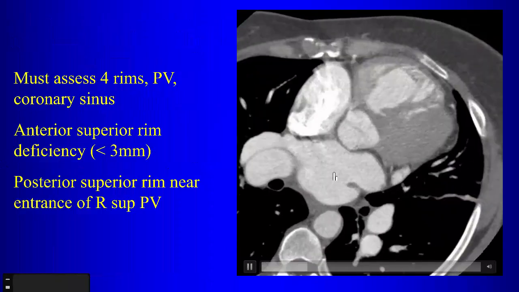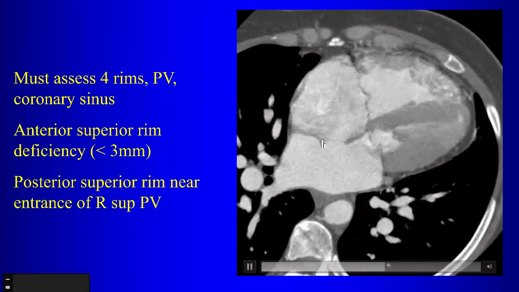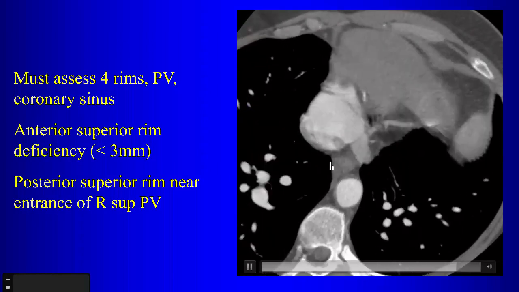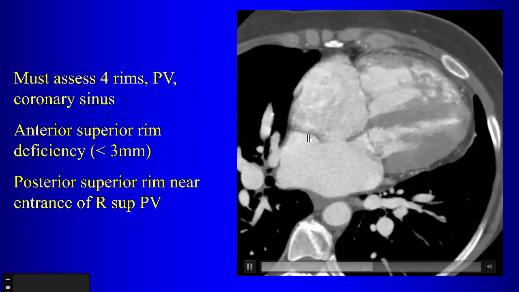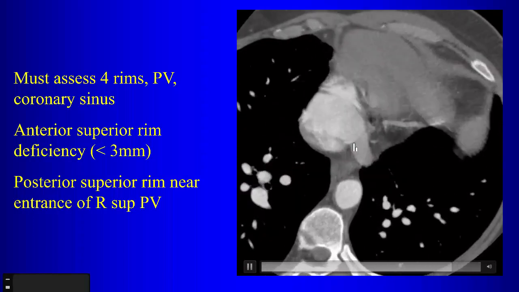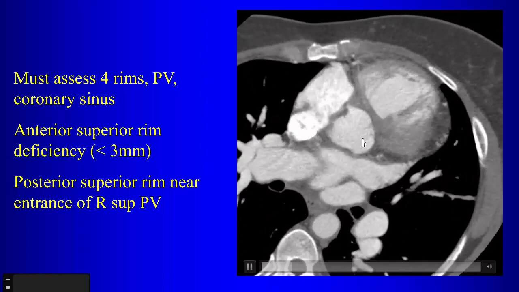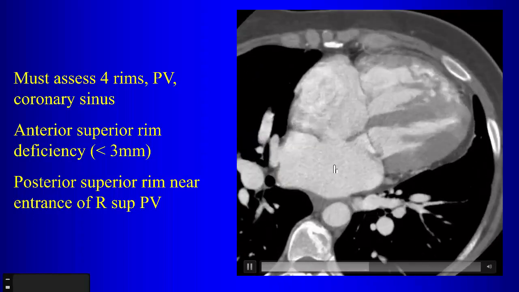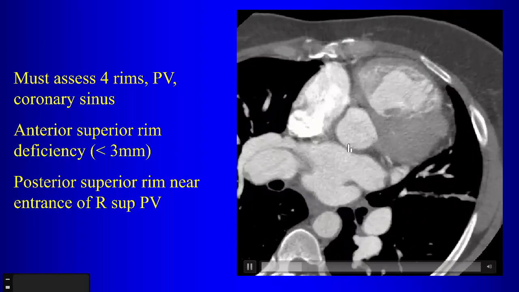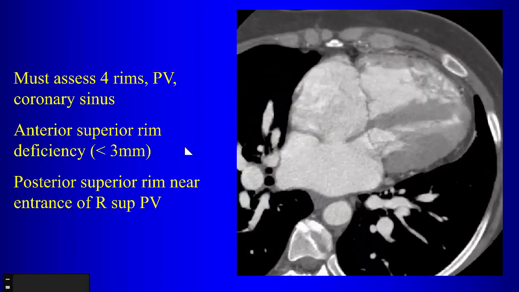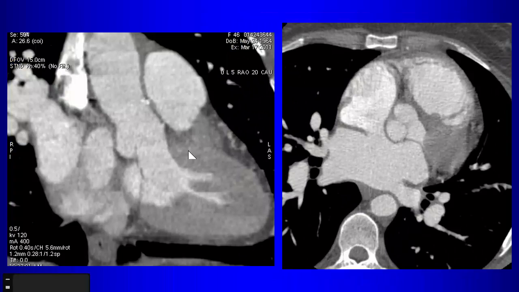So here's a 3D reconstruction as we're going through the interatrial septum. There are four lips to evaluate: the superior and inferior over there, posteriorly, and then the superior and inferior lips there, more anteriorly. So you evaluate all of those, and this one you can see has a deficiency of that lip. Okay. All right, so we've covered that.